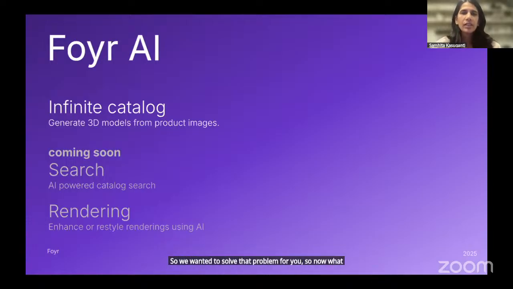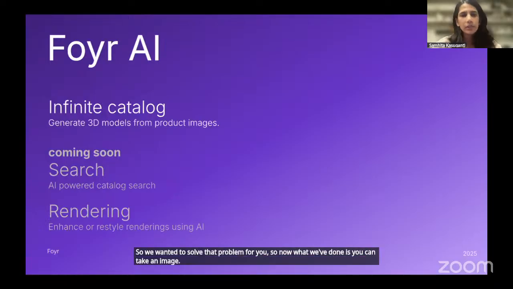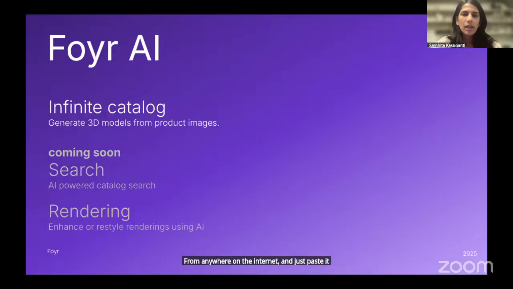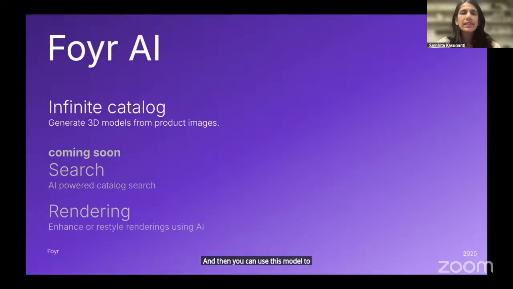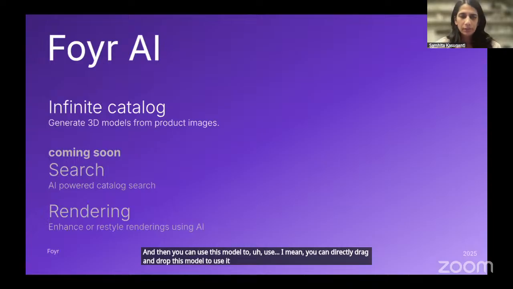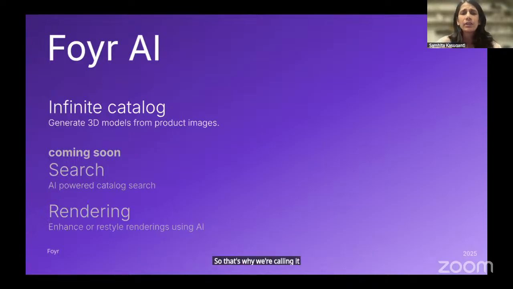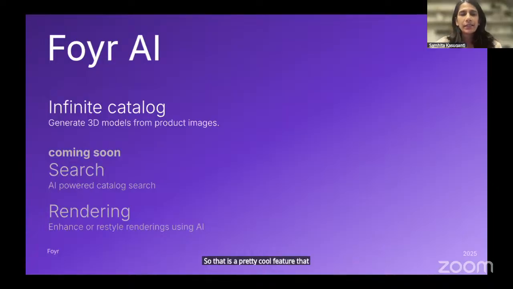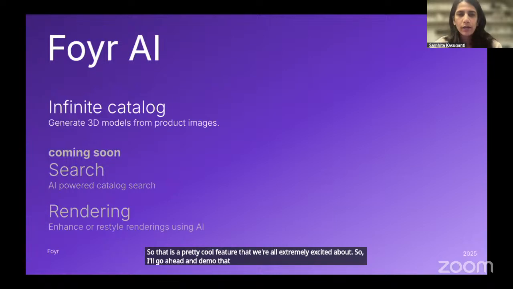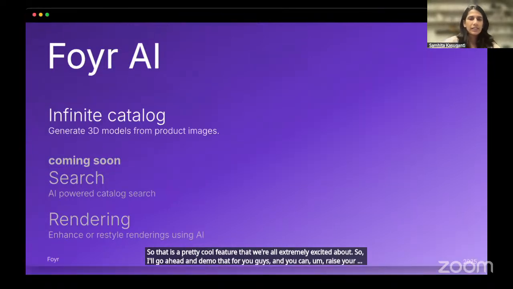So now what we've done is you can take an image from anywhere on the internet and just paste it onto Neo, and we generate a 3D model for you in about 2 minutes. And then you can directly drag and drop this model onto your project. So that's why we're calling it an infinite catalog, because through AI, you can take an image from anywhere and generate a model for yourself. So that way, you can use real life products in your render to show to your clients. So that is a pretty cool feature that we're all extremely excited about. So I'll go ahead and demo that for you guys, and you can raise your hand anytime you have questions.